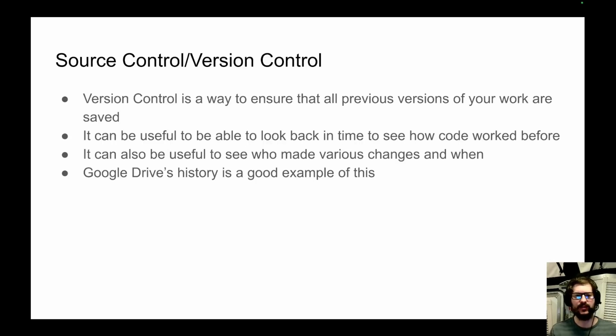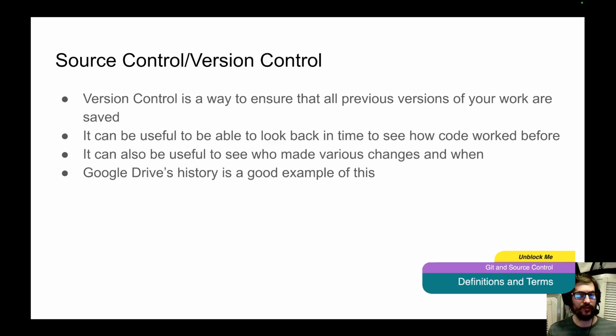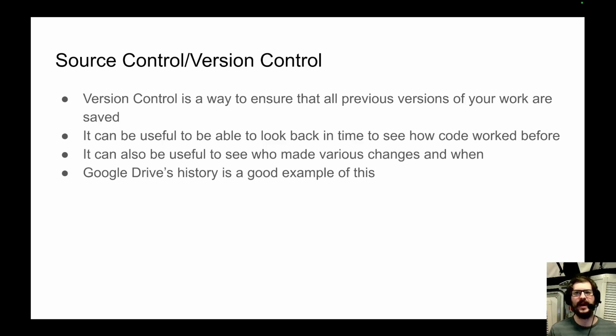So what is source control? It's also known as version control. That's another term. So source control, version control, they're kind of interchangeable. It's a way to ensure that all of your previous versions of what you're doing are backed up somewhere. Now, there's three reasons this is useful. One is it can be really useful to see how your code worked back in the past. Like maybe you made some massive changes and all of a sudden something doesn't work, and you need to go back and see, well, what did it look like before?